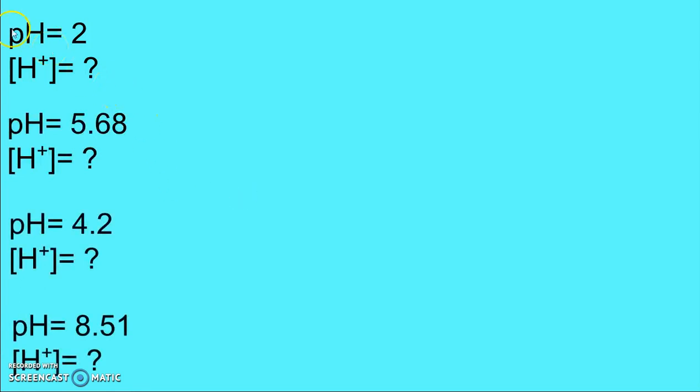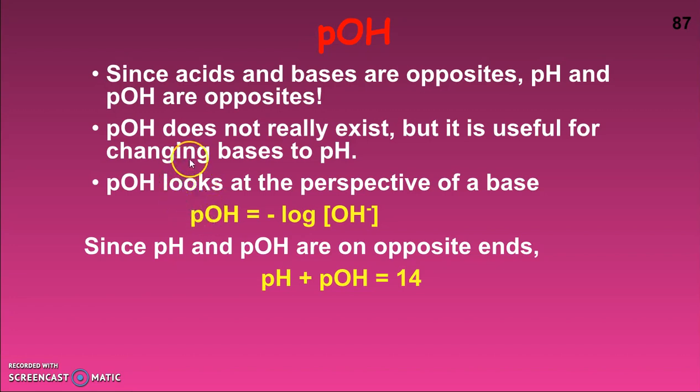Then on these 4, if I tell you the pH, I want you to calculate the hydrogen concentration. So remember, do the anti-log. So 10 to the negative second, or 10 to the negative 5.68, and calculate the hydrogen concentration for each one of those. We're going to go over these in class.